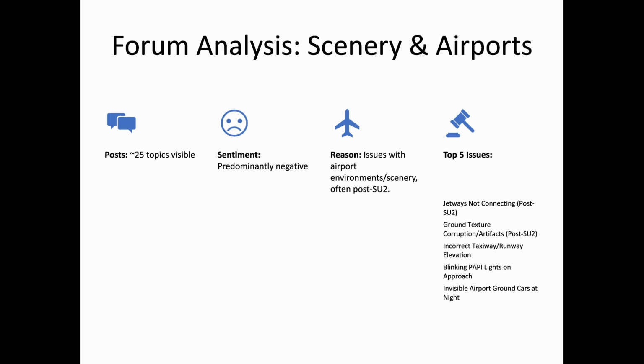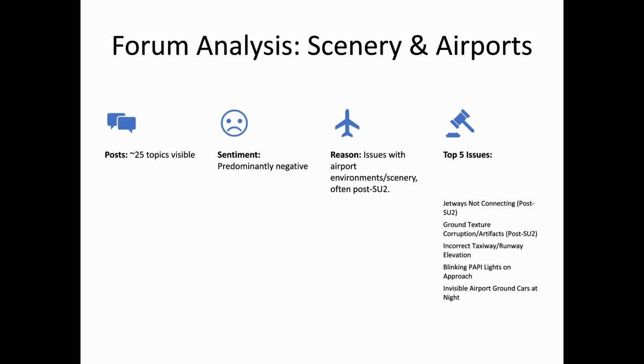Then the scenery and designs, again, I can always repeat it, right? Negative. People are mostly negative. But come on, people, report those issues, and keep reporting them, because if you don't report them, then they might not be fixed, or it takes longer. What were the issues? Issues with the airport environment and scenery, often post sim update number 2. One of them was the jetways not connecting, kind of a serious one, as well as the ground texture corruption artifacts.